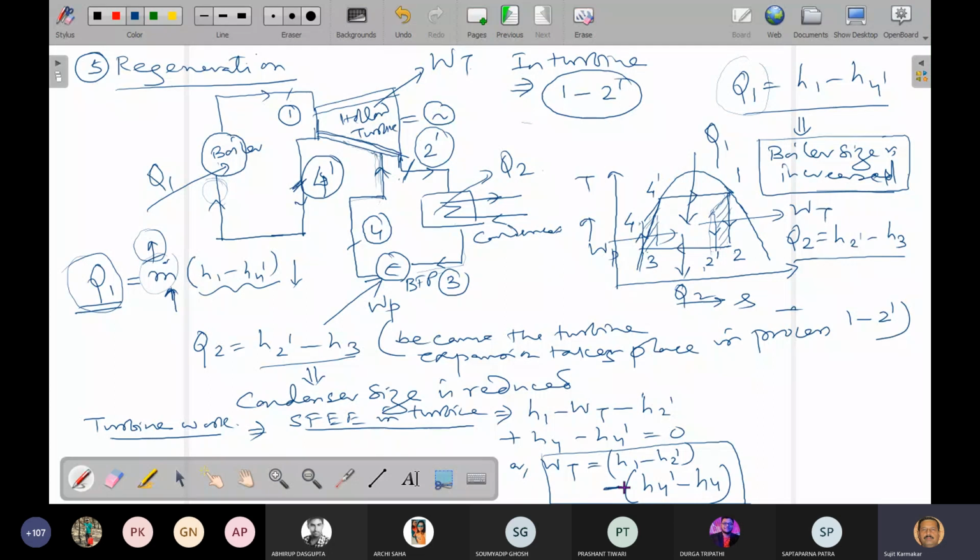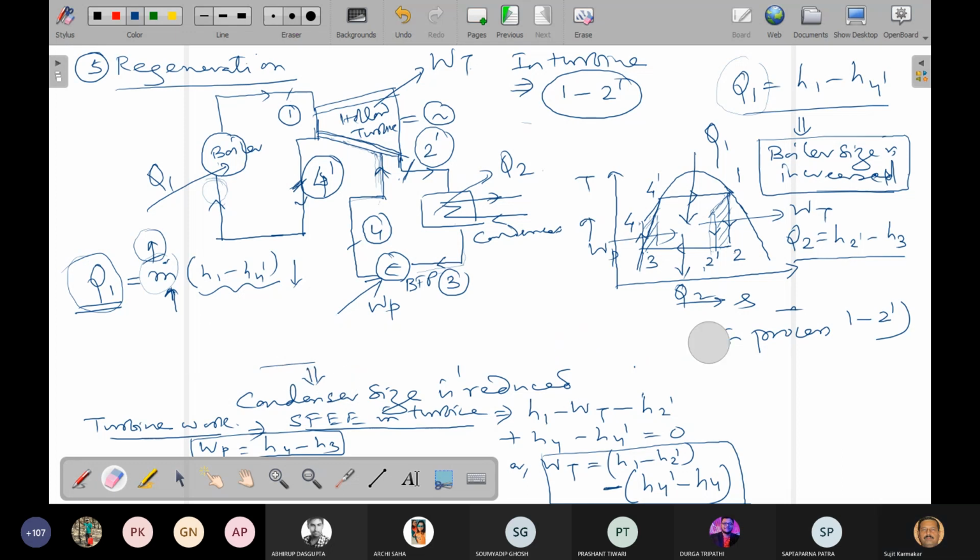Now, what about WP, the pump work? Sir, pump work will have no change. It is H4 minus H3. Yes, sir. Okay, please note it down. Now, I want to erase this portion here. So I think you have done this one. Shall I erase? Yes, sir.